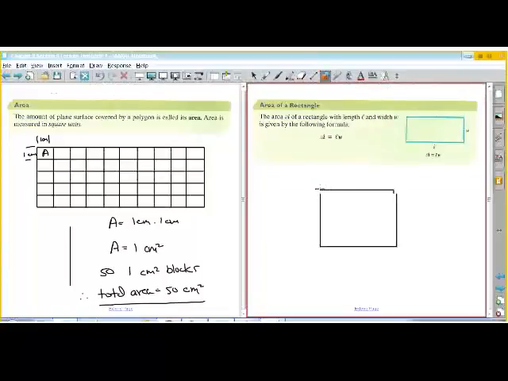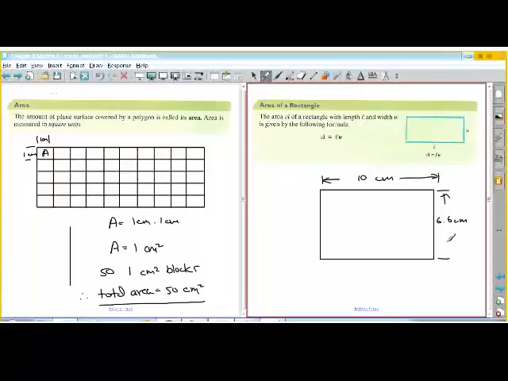So let's make up a problem. Let's say we have a rectangle that has this dimension of 10 centimeters, and this dimension is 6.6 centimeters. To find the area of this rectangle, we take the length, which is 10 centimeters, and multiply it by the width, which is not an integer, but that's okay, 6.6 centimeters. You multiply the numbers together, you get 66, and the units are centimeters squared.